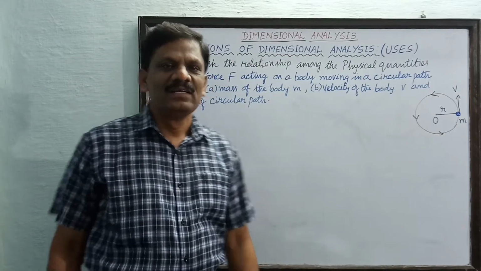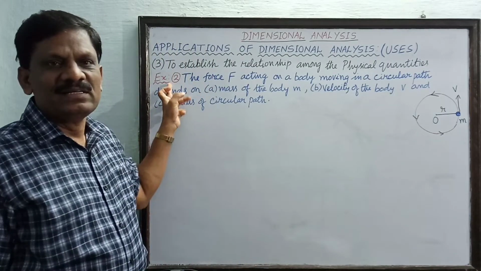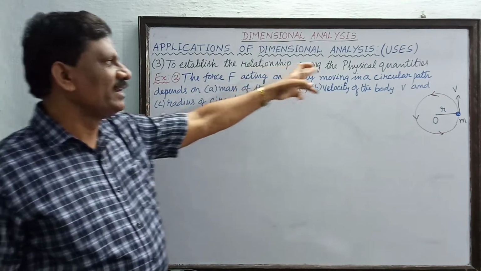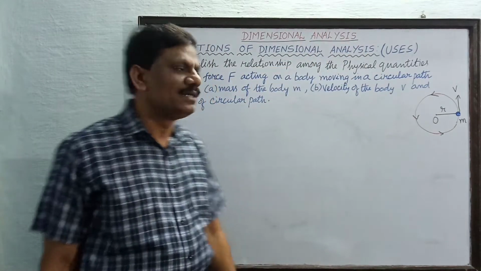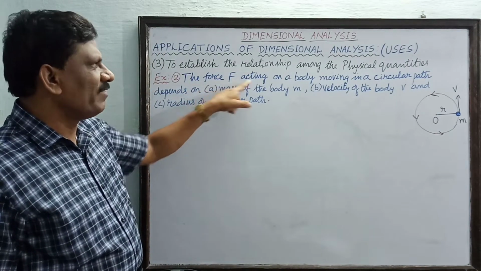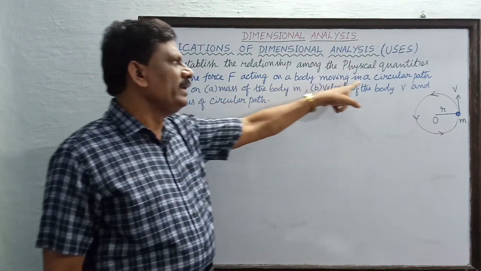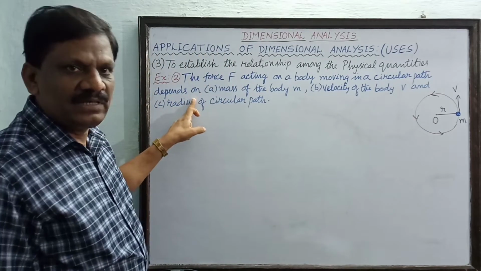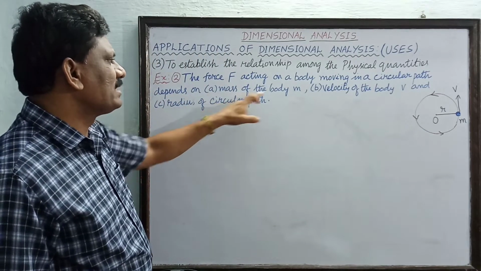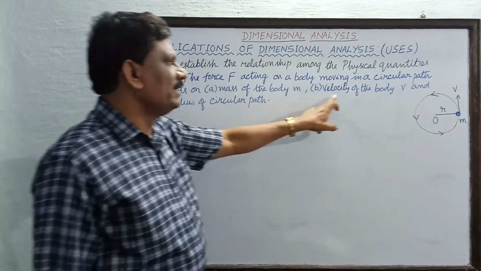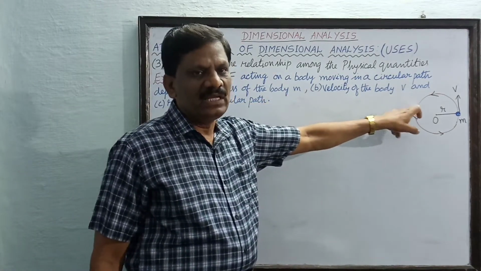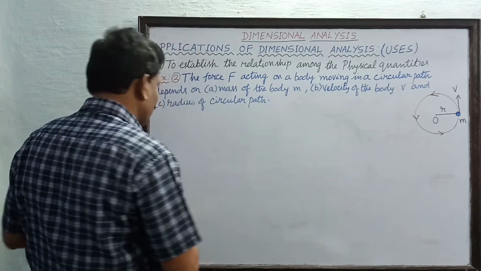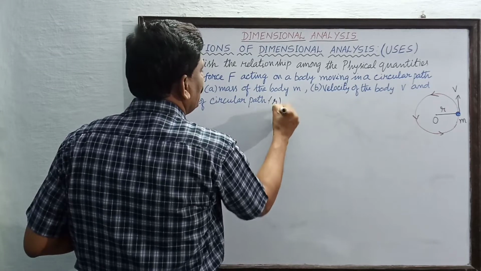Hi students, now we are going to explain the second example for the third application to establish the relationship among the physical quantities. The force F acting on a body moving in a circular path depends on three factors. One is the mass of the body m, second is the velocity of the body v, and the third is the radius of the circular path, which can be taken as r.